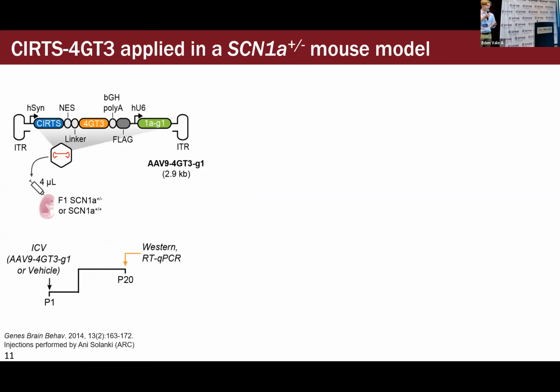So we used the Dravet syndrome mouse model and delivered an AAV encoding the SERTs and protein and the guide to neonatal mice. Like I mentioned before, Dravet is a childhood epilepsy, so the mice typically start showing symptoms around P21. Our first experiment was to dose the mice early in life at P1 and then check that we were changing protein expression before they showed symptoms at P20.